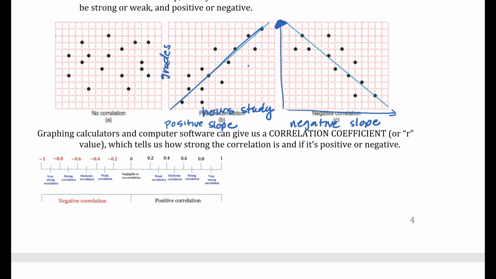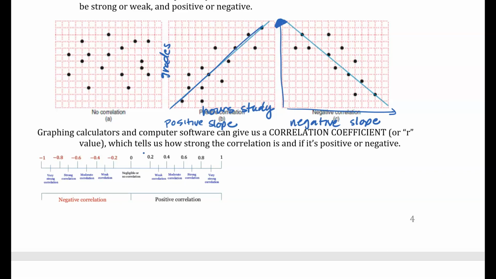I do want to briefly mention that graphing calculators and computer software can give us what's called a correlation coefficient, and it tells us how strong of a fit this line is. The way it's done is we say that a 1 is a perfect positive fit, meaning the line is going up from left to right and literally going through every single point. If the correlation coefficient is -1, then there's a perfect negative fit, and that means the line is going down from left to right, and it's literally going through every single one of the points.